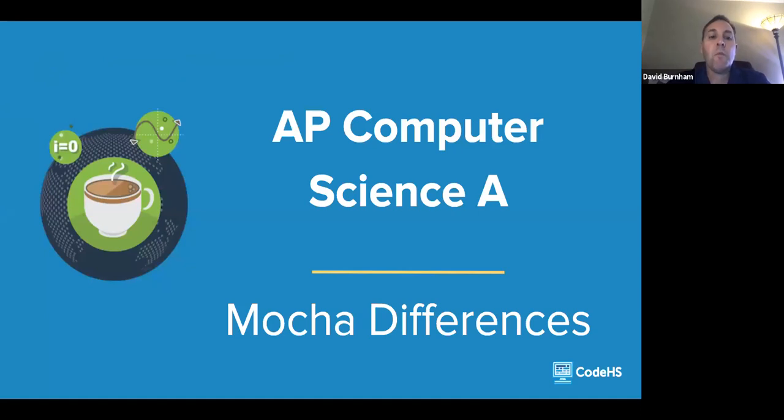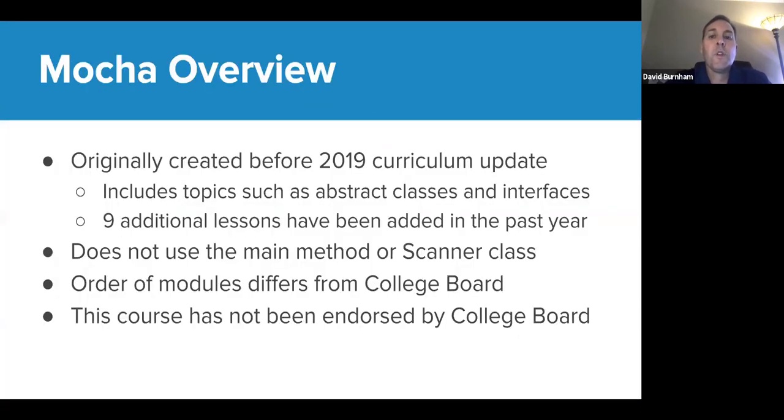Now I want to talk a little bit about Mocha and how it's different from Nitro. Our Mocha course is our original AP CSA course and was created based on the curriculum prior to 2019. With that said, there are some noticeable differences. First, you'll find lessons covering both abstract classes and interfaces, which are no longer in scope. Additionally, you can find several topics that are in scope that weren't fully covered in our original course. If you taught the course last year with Mocha, these lessons were found in our supplemental course. However, they've recently been integrated into the main course.